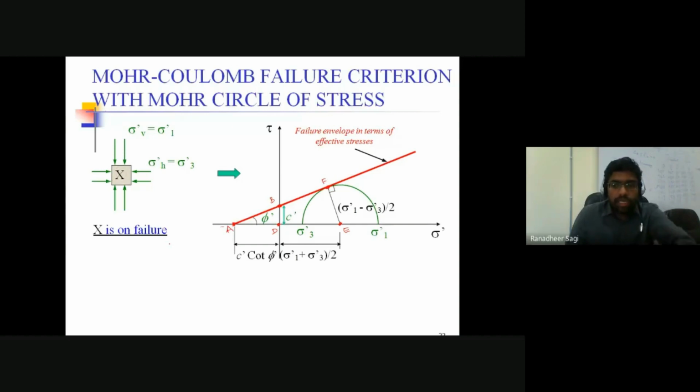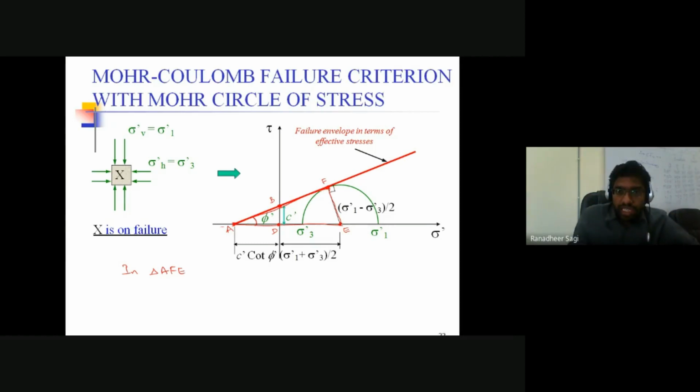So I'll just be looking at your triangle, let's say AFE. When I say AFE, it means this triangle with a right angle at point F. And the angle that is formed at point A is nothing but your phi dash angle, obviously, because the slope of your failure envelope is what we write as phi dash.